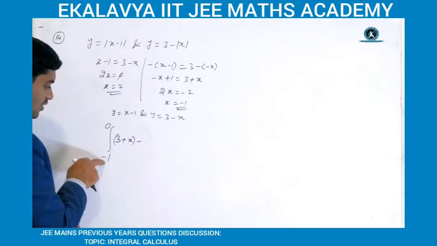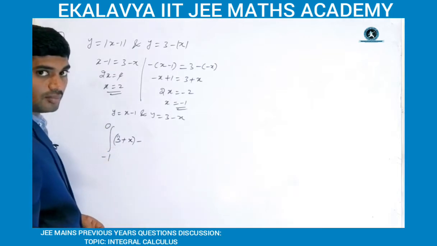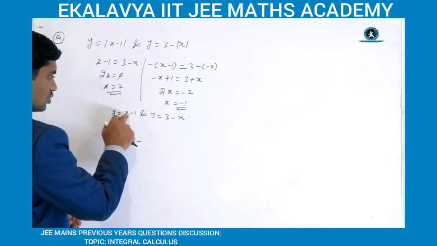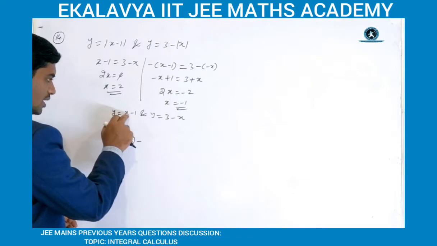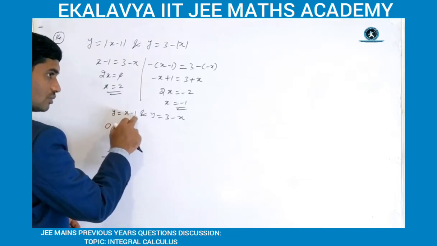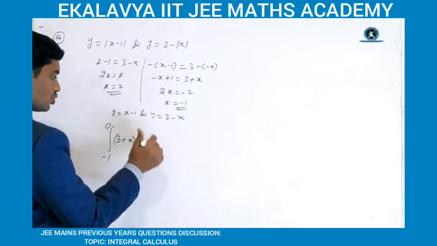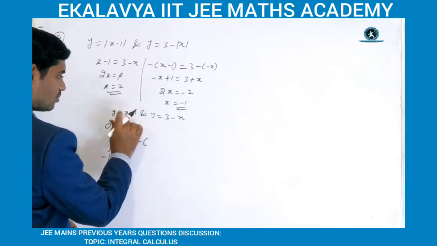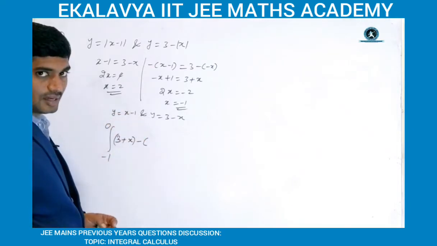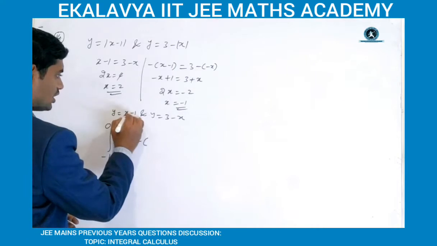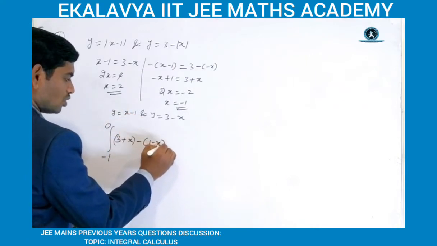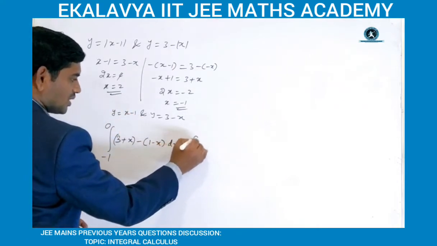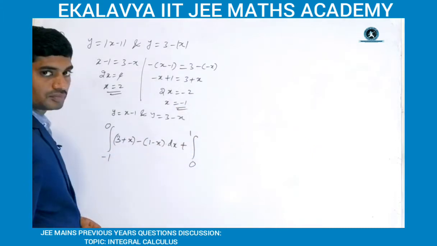Now the same number between minus 1 to 0, minus 1 by 2, if we substitute here, what do we get? Minus 1 by 2 minus 1 is minus 3 by 2, so we get a negative. So the negative of x minus 1 is 1 minus x, dx, plus the integration from 0 to 1.